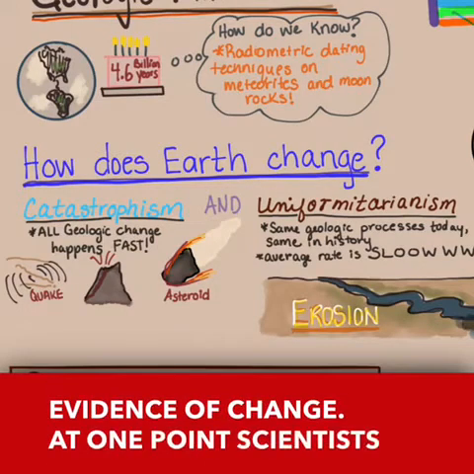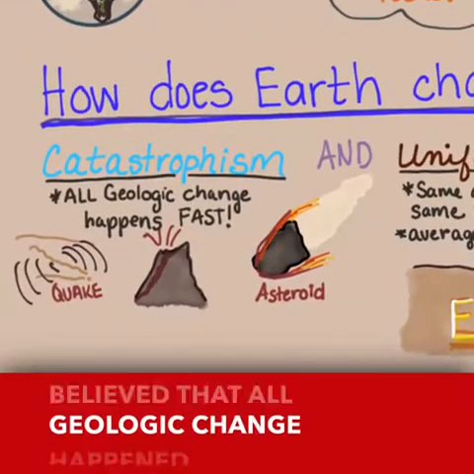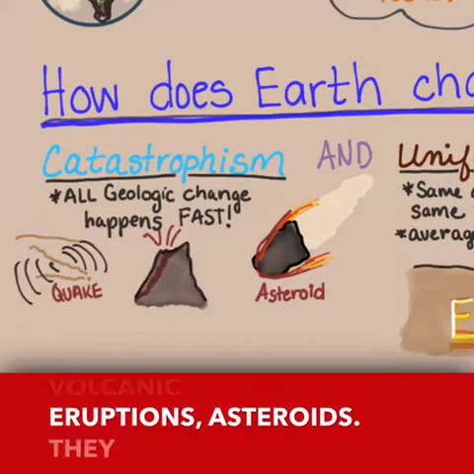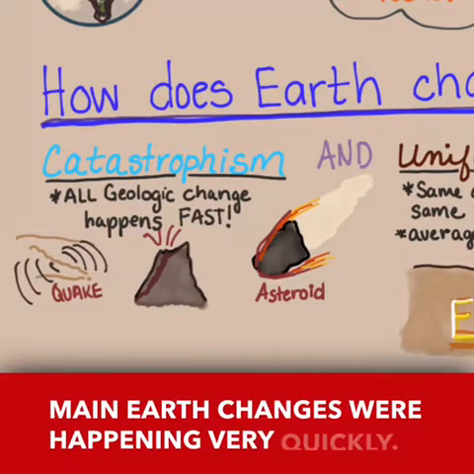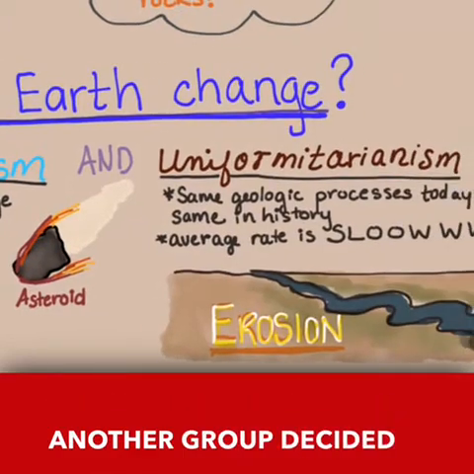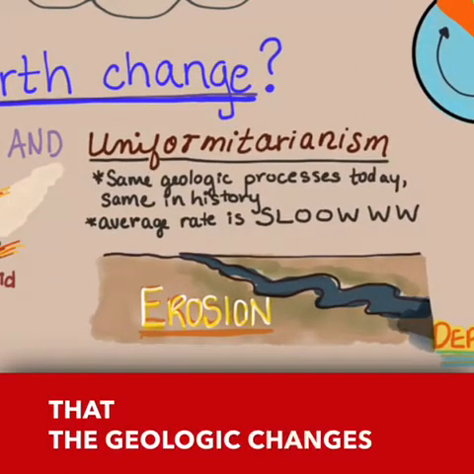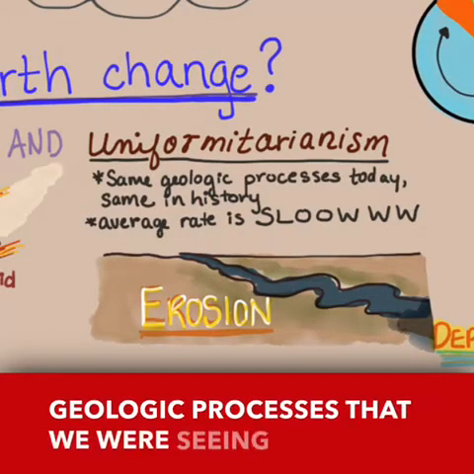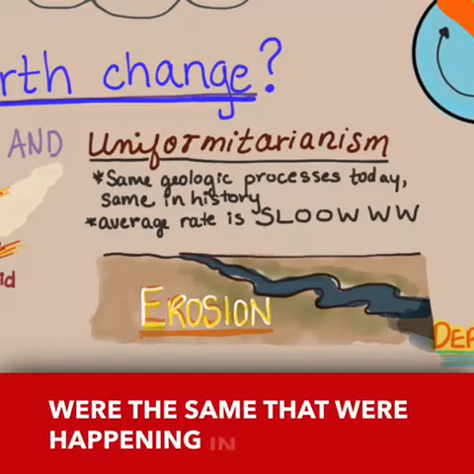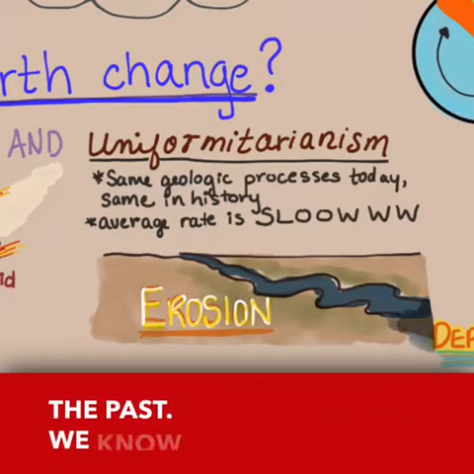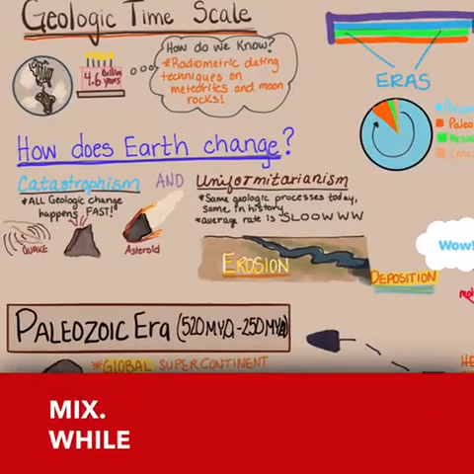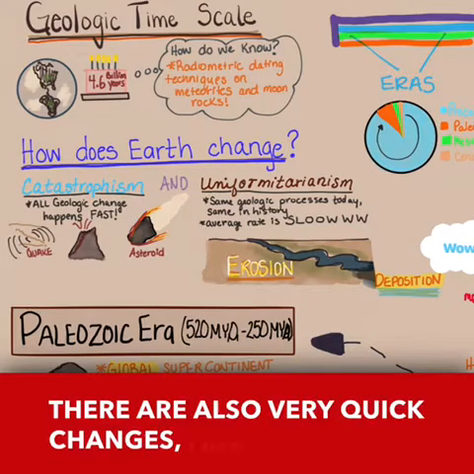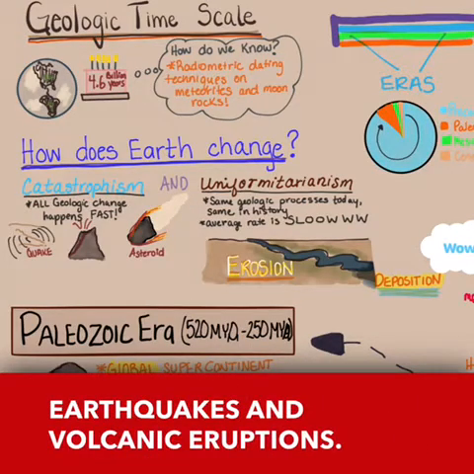At one point, scientists believed that all geologic change happened fast. Earthquakes, volcanic eruptions, asteroids. They believed that the main Earth changes were happening very quickly. Another group decided that the geologic changes were happening at a slower rate, and the geologic processes that we were seeing today were the same that were happening in the past. We know today that it's a mix. While there are slow changes like erosion and deposition, there are also very quick changes like earthquakes and volcanic eruptions.